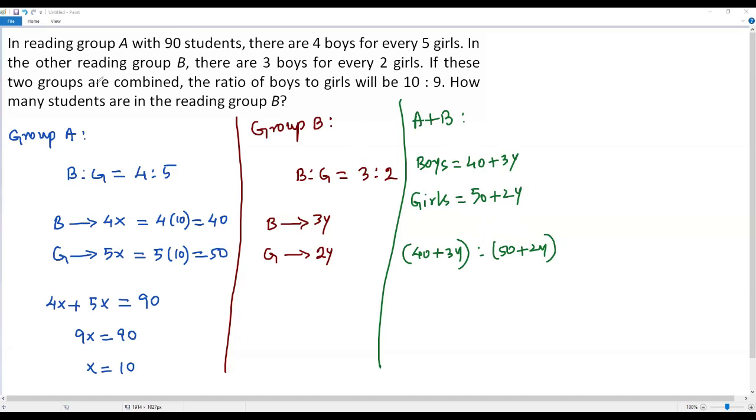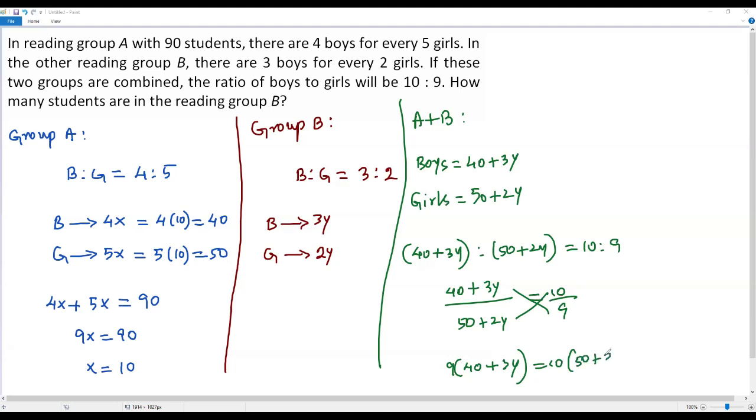But we know that after the two groups are combined, the ratio of boys to girls is 10 to 9. So it is equal to 10 to 9. My aim is to solve for y. For that we can write each ratio as a fraction: (40 + 3y) over (50 + 2y) equals 10 over 9. Now we can do cross multiplication: this numerator multiplied by this denominator, and this numerator multiplied by this denominator. Then I get 9 times (40 + 3y) equals 10 times (50 + 2y).